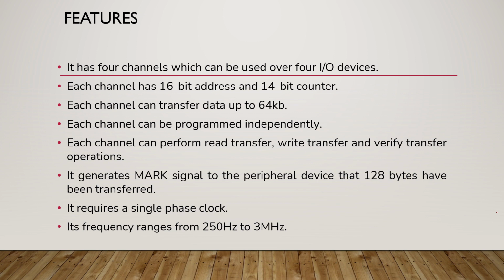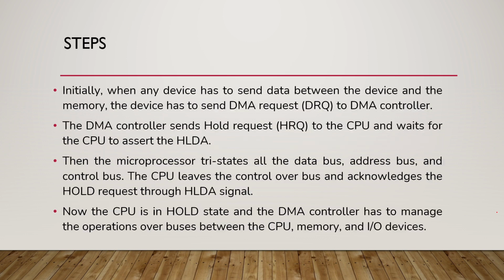Once the transfers have been completed, it generates a mark signal to the peripheral device that 128 bytes have been transferred, and it requires a single phase clock, whose frequency ranges from 250 hertz to 3 megahertz. So these are the features of the DMA controller.